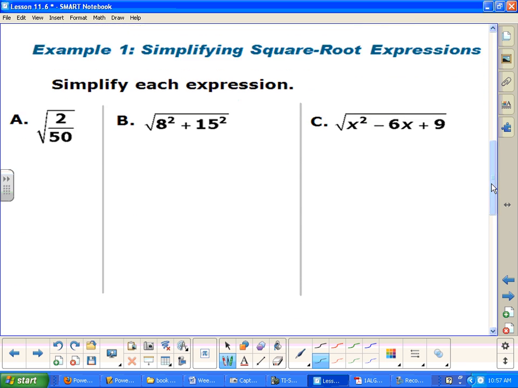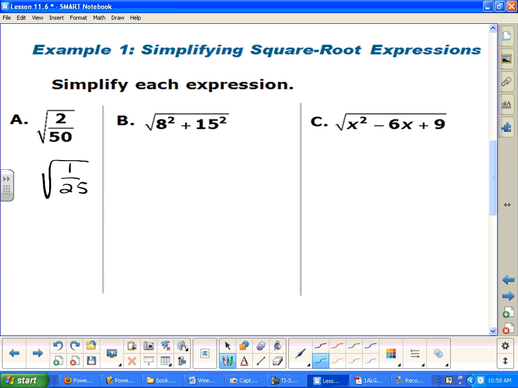So here we have some examples. Whenever you're simplifying radicals, if you have a fraction, the first thing you want to do is ask, can I simplify my fraction? If I can, I want to do that first. So here we have the square root of 2 over 50. Can that be simplified? Okay, 1 over 25, good. I can divide both parts by 2, so we have the square root of 1 over 25.